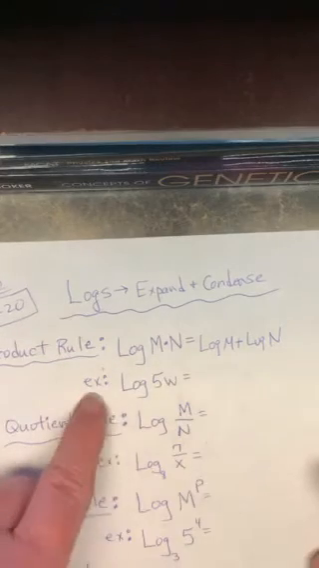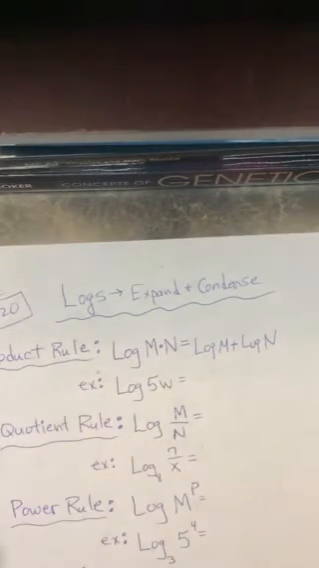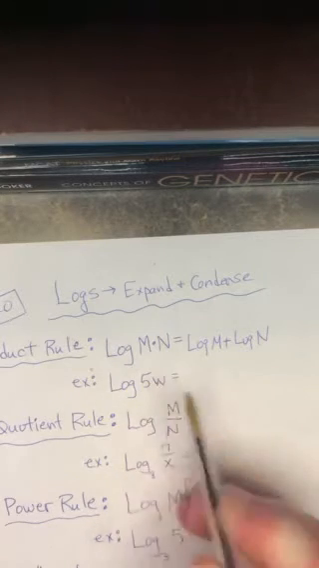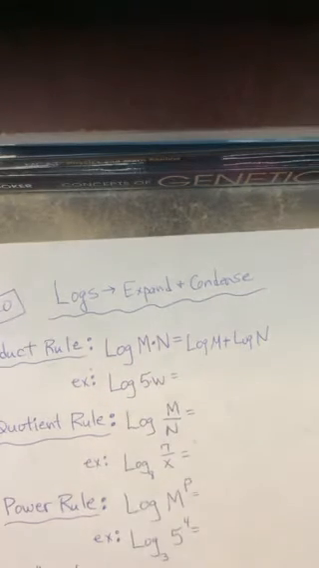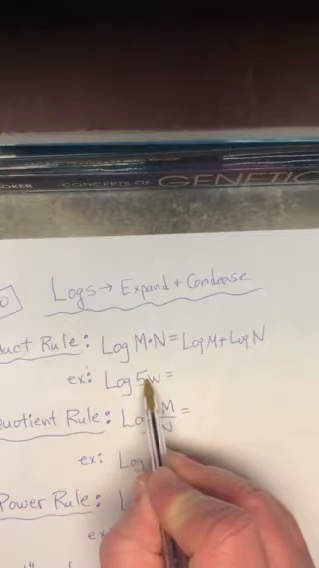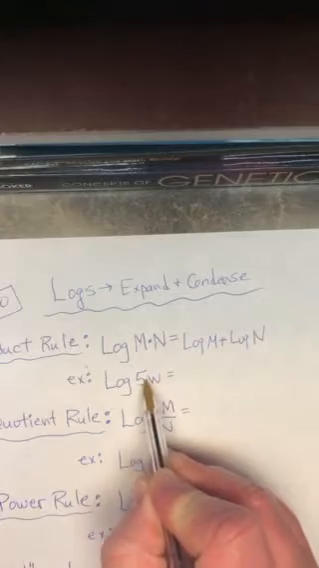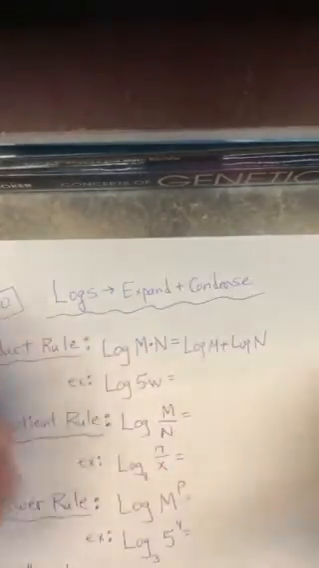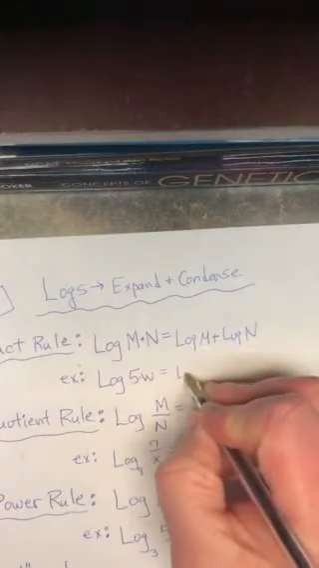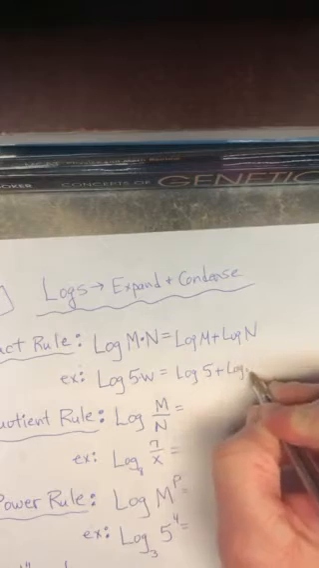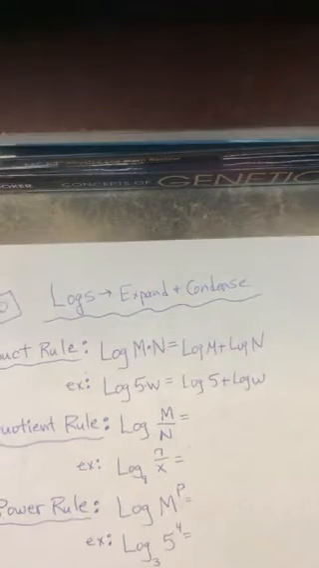So, simple little example, just to highlight that rule. If I saw in my paper the log of 5w, obviously there's a dot connection between the 5 and the w. Since it's the log of a product and there's a times sign, the times sign changes this into the sum, or a plus sign, of two logs. So I would, of course, write the log of 5 plus the log of w. Just a simple example of what the product rule entails.